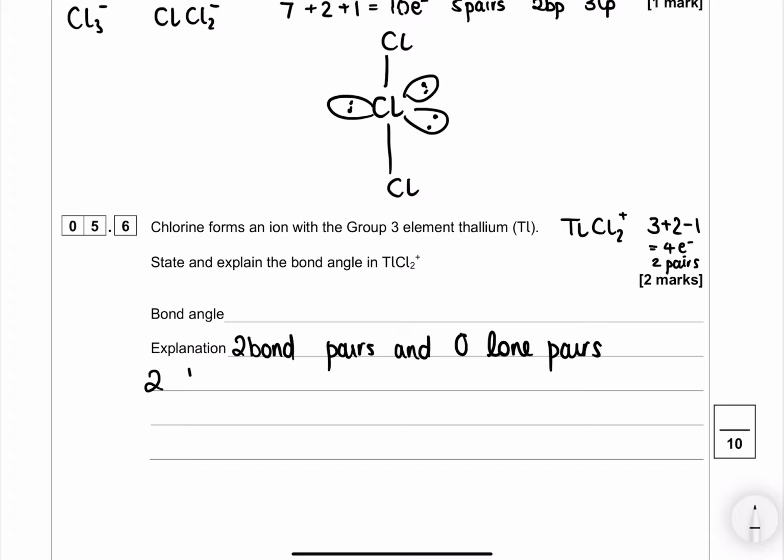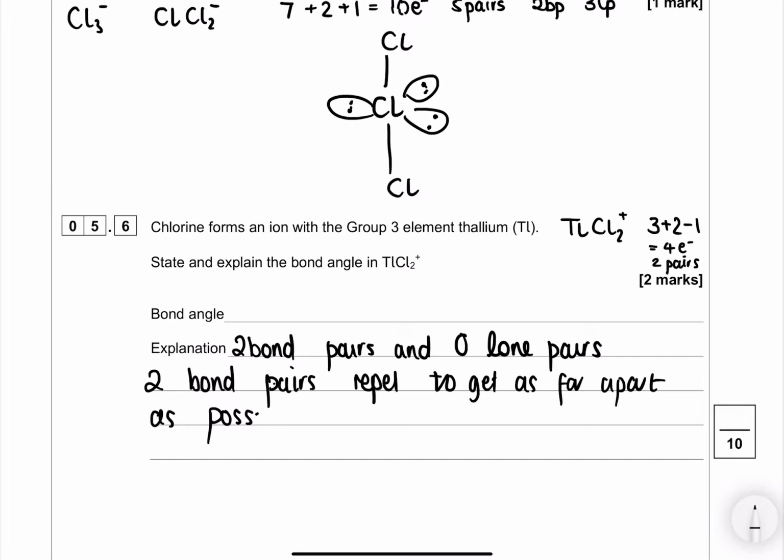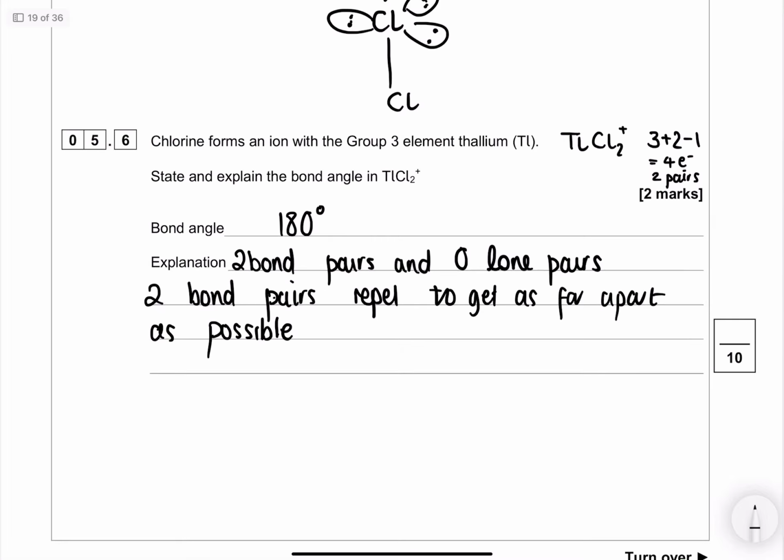2 bond pairs repel to get as far apart as possible. And that would be 180 degrees apart. That would be as far apart as 2 bond pairs could get.